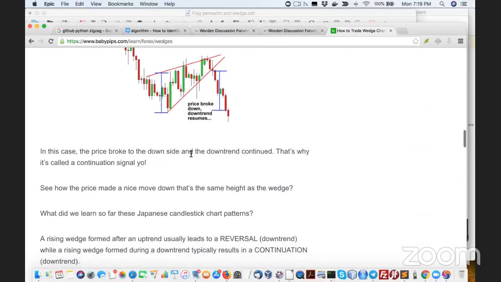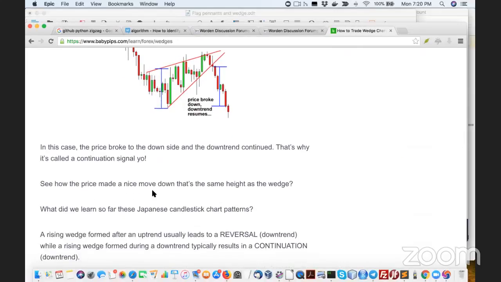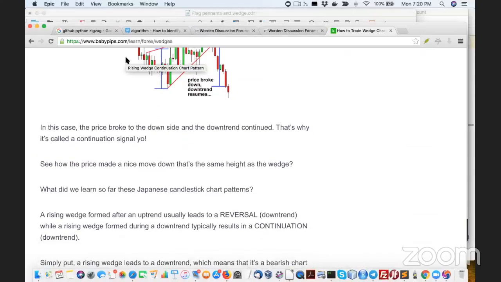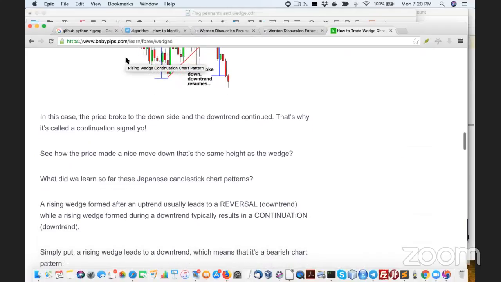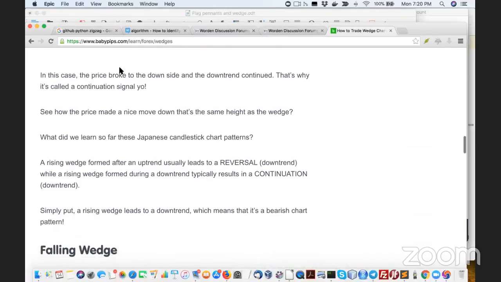So right here, again, in this example, the price broke down to the downside and the downward move continued. That's why it's called a continuation signal. Okay, and again, this is on Babypips. It's a great way to learn about trading patterns. This is just one of the few that I'm going to focus on, but that seemed to work for a lot of the professionals. And I've been playing around with it, and it works really well historically. When you watch it, you play around with these.